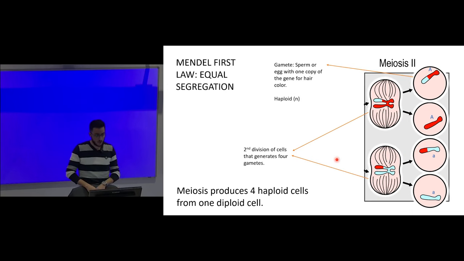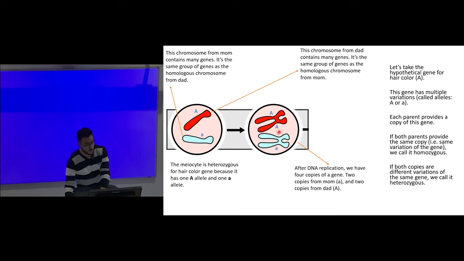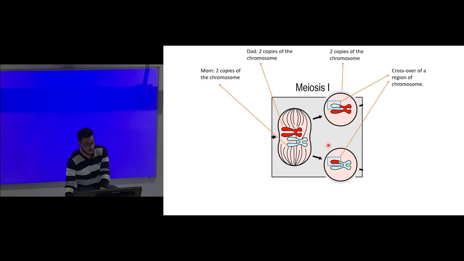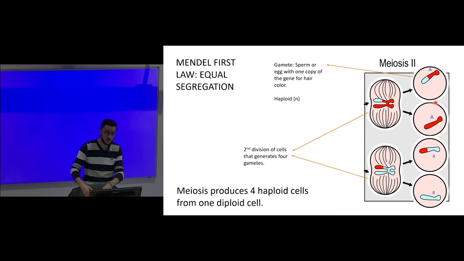Good. What else? Okay, so crossover happened, meiosis one happened. Now we have to form the gametes from the two cells that were generated. So there's a second cell division, but no replication of DNA, okay? Replication only happens before meiosis one, okay? So then you end up with four different gametes produced from one meiocyte, okay?